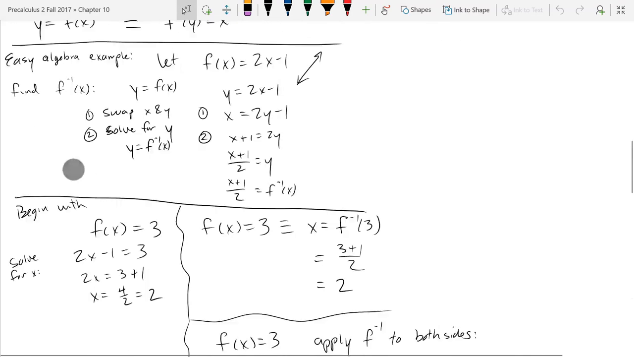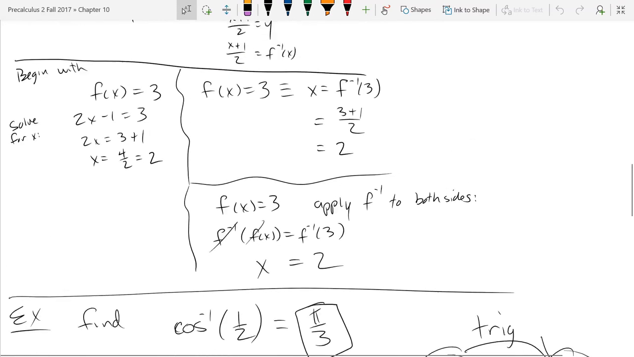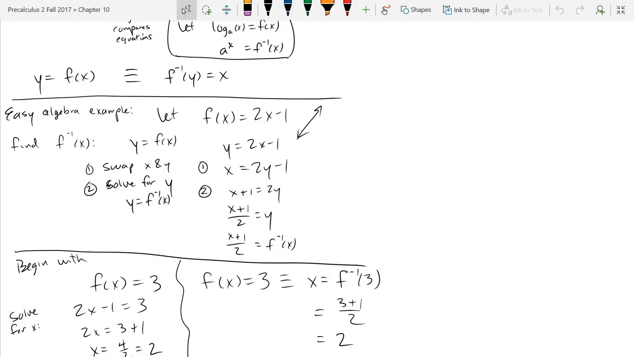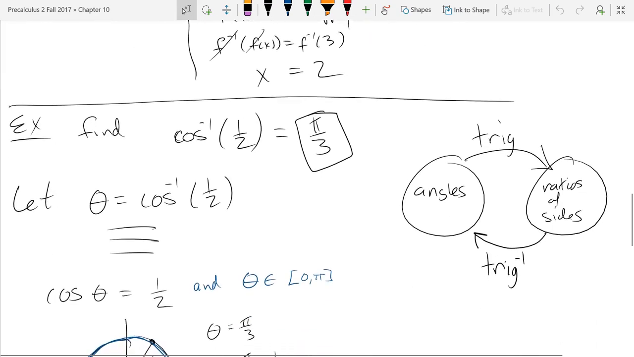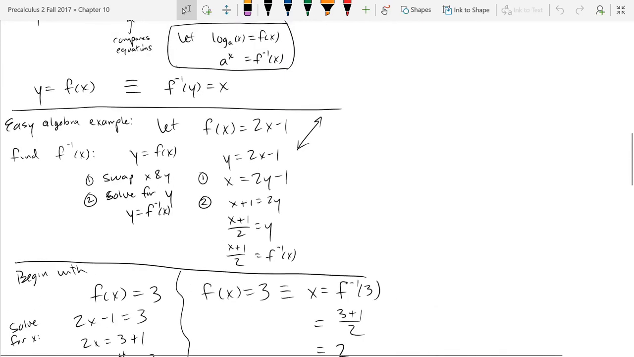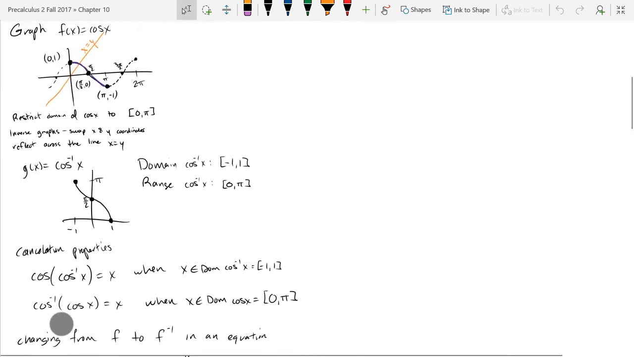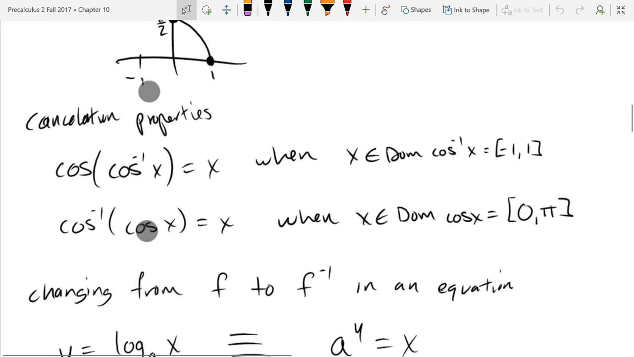All right, so we talked about cosine, inverse, canceling cosine, somewhere around here. Maybe we didn't talk about that. I thought we did. Here we go. Cancellation properties.